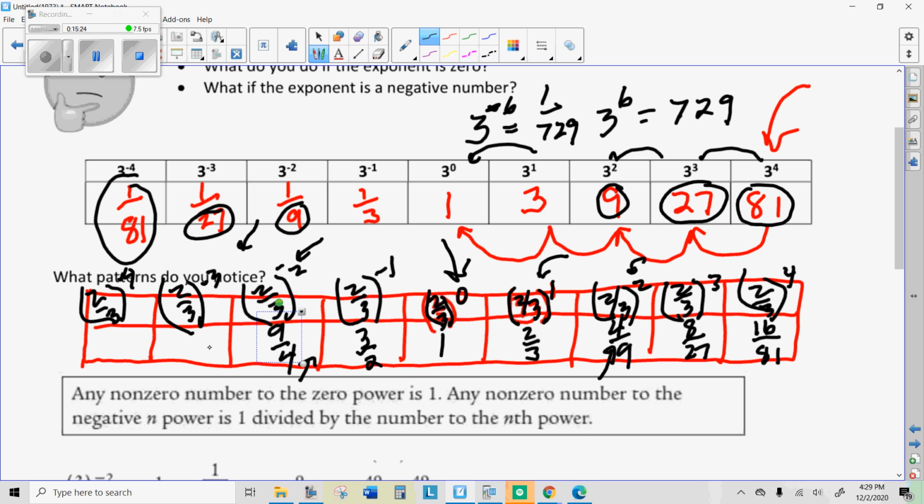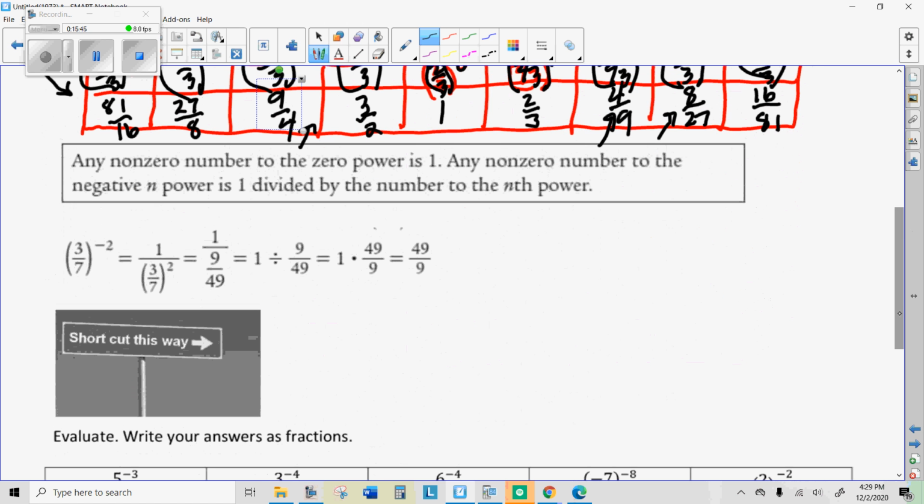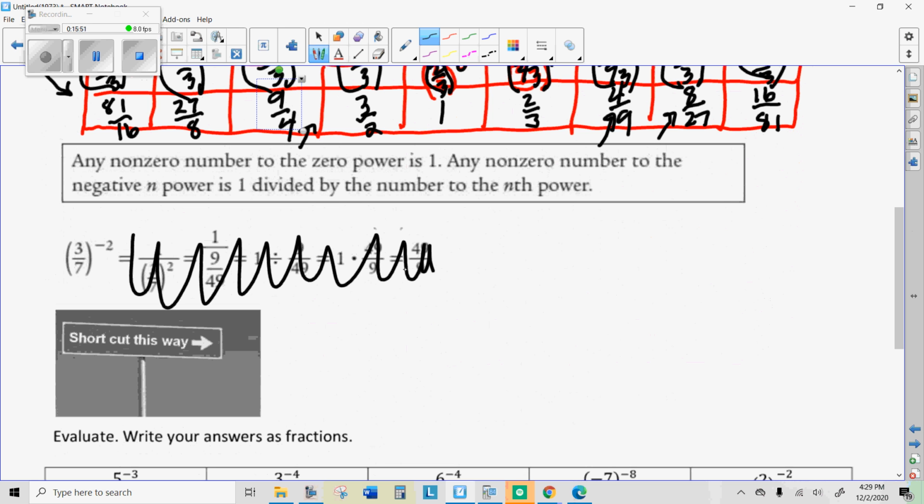That will always happen. So we could look at 2 thirds to the third, which is 8 over 27. Flip it for the negative third power, 27 over 8. And I bet you can guess what this one is. If you guessed 81 over 16, you guessed right. Okay, so this is kind of reviewing that, but I don't want you to be confused by all this. Basically, here's what you're going to do for a negative power. I'm going to give you two examples. I'll do this example and one more, and then we'll try some practice problems.